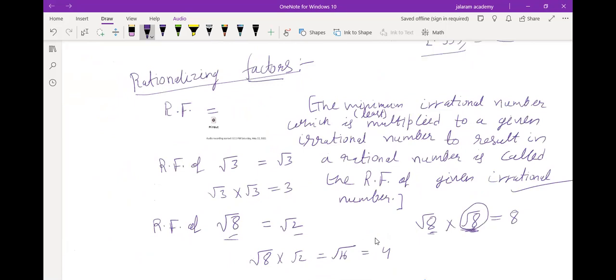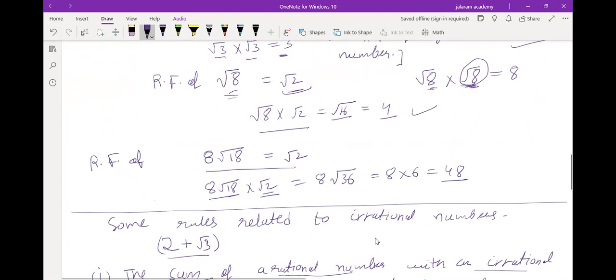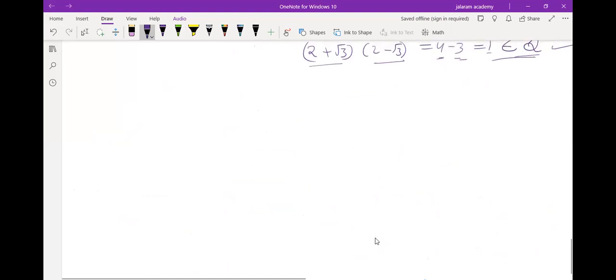Like if we multiply root 3 with root 3, it is giving 3, means root 3 is the rationalizing factor of root 3. If we multiply root 8 with root 2, it is giving root 16, that is 4, which is a rational number, means root 2 is the rationalizing factor of root 8. Similarly, if we take 8 root 18 and multiply it with root 2, it is giving 8 root 36, that is 48, which is a rational number, means root 2 is the rationalizing factor of 8 root 18. Is that clear to everyone? Yes.